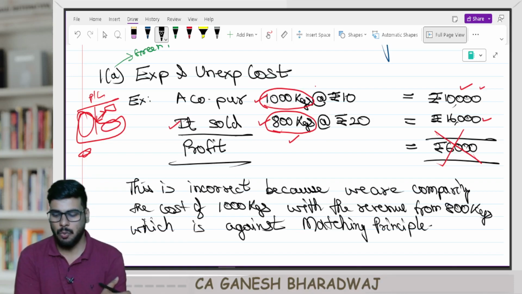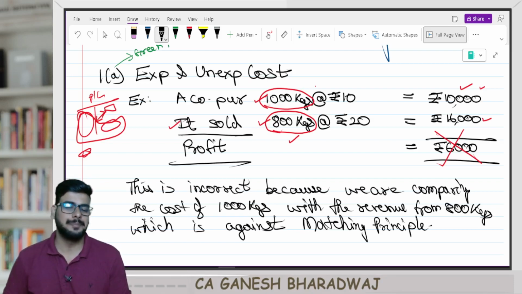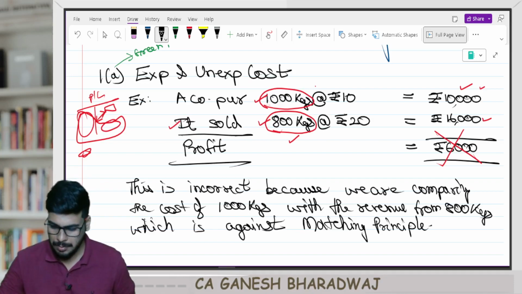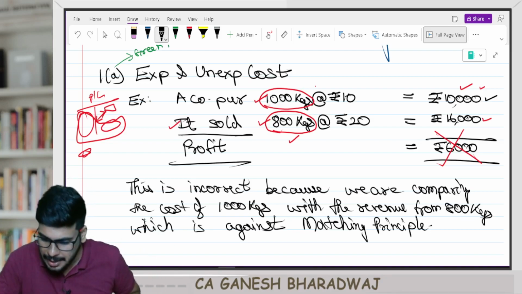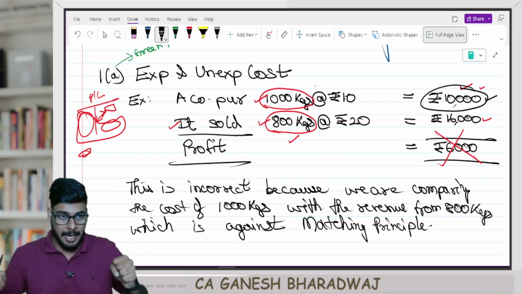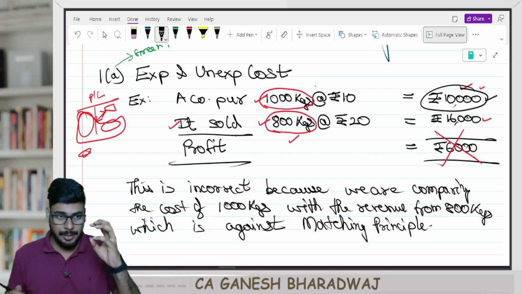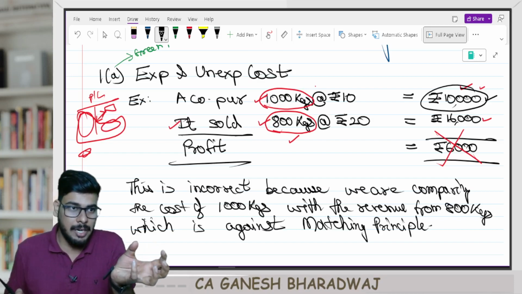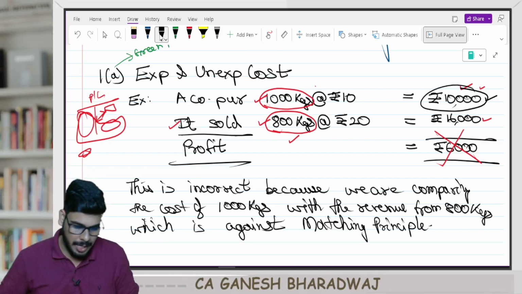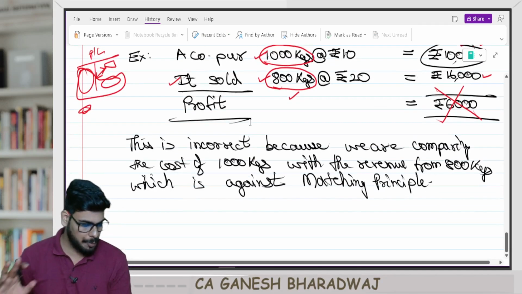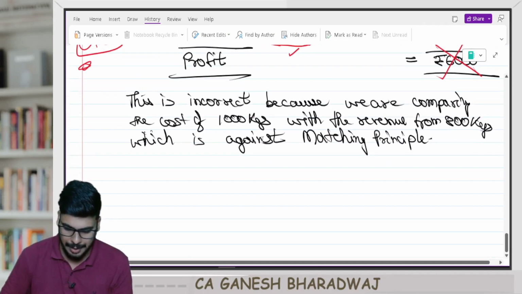So now what I will do, come on, make it fast. Can I compare this 10,000 directly with 16,000? No, wait. This 10,000 I will bifurcate and find out how much of it is the cost incurred for 800 units and how much is the cost incurred for 200 units. Correct? Come down and write. We will also prepare a P&L. Don't worry about it.